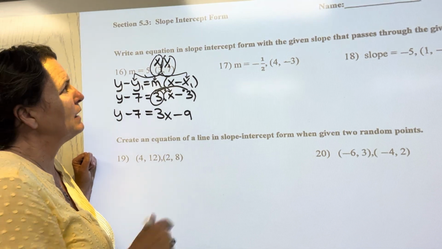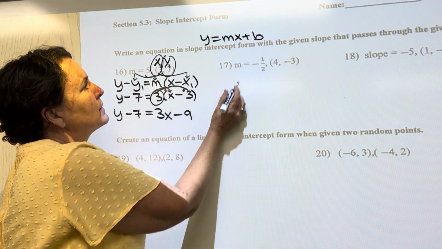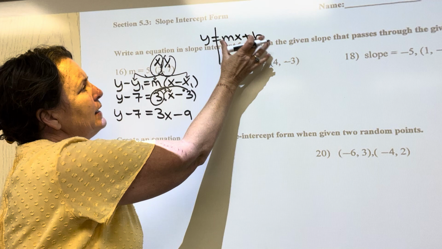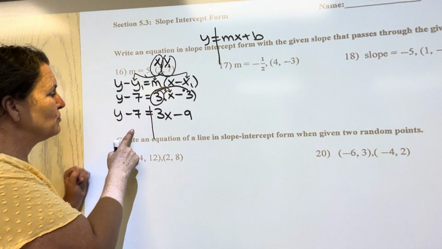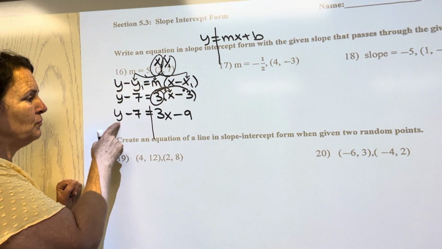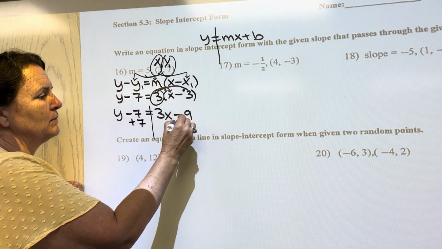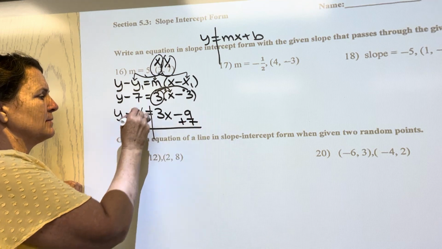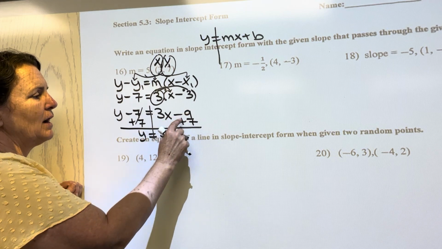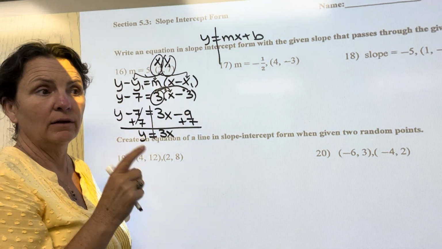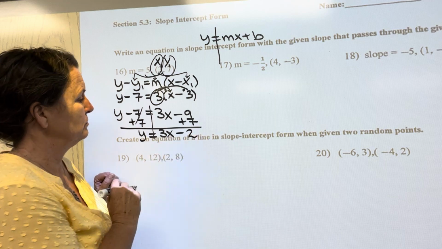Does that look like slope-intercept form? Let's look at slope-intercept form. So slope-intercept form has a y by itself and mx plus b on the other side. Ooh, yeah, that y is not by itself. So we need to allow the y to be alone and move the 7. We move things by opposites. The opposite of a minus is to add. We're going to add 7 to both sides. Y equals 3x. Negative 9 plus 7. Well, if you use a number line and you're at negative 9 and you go to the right 7, you're going to be at negative 2.